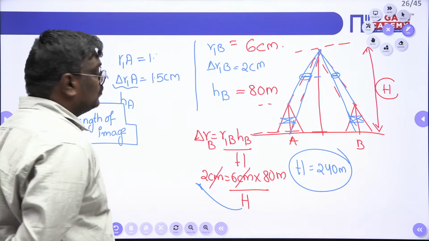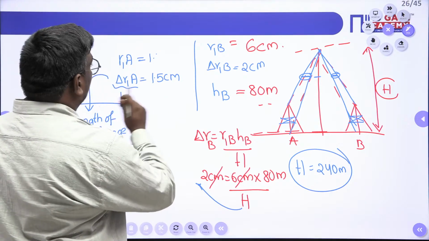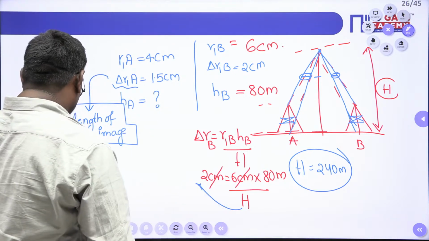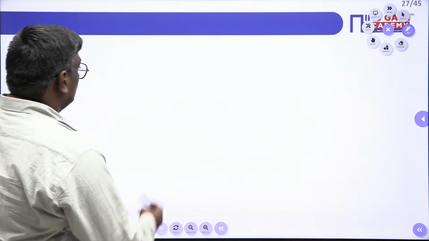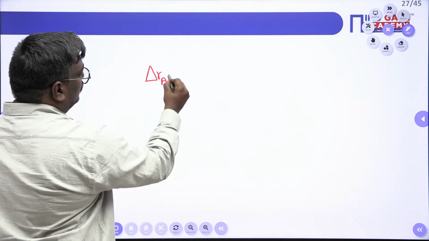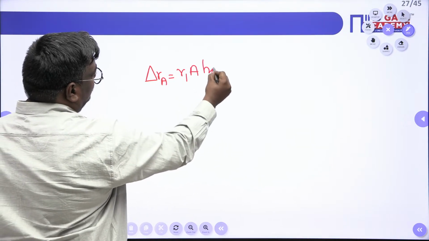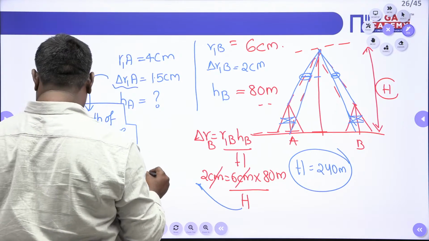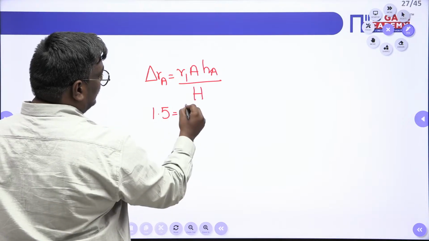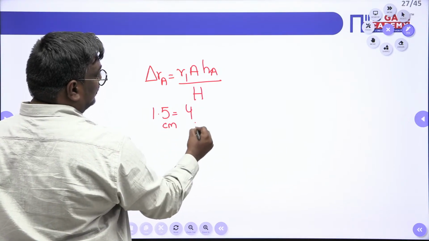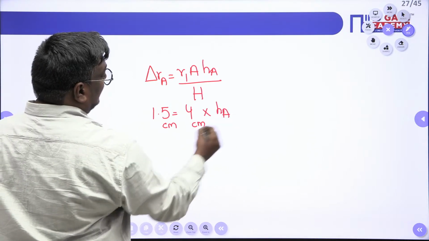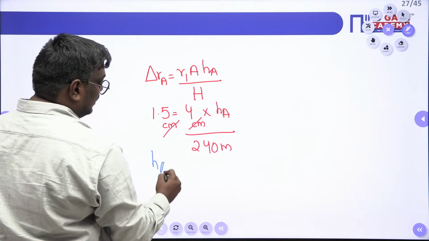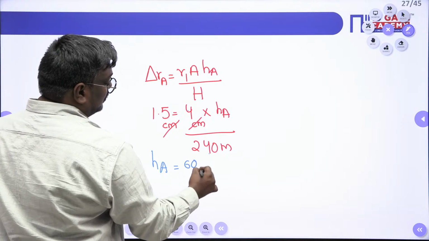When I take the flying height as 240 meters, now here what is R1_A? R1_A is taken as 4 centimeters. And what is asked is the height of tower A. You should also understand delta R_A is equal to R1_A into H_A, the height of tower A, upon the flying height. Delta R_A is how much, sir? We got 1.5, right? So 1.5 is equal to R1_A, which is 4 centimeters. Both are in centimeters. The height of tower A you don't know, but the flying height is 240 meters. So centimeters cancel. The height of tower A is 60 into 1.5. This will be equal to 90.